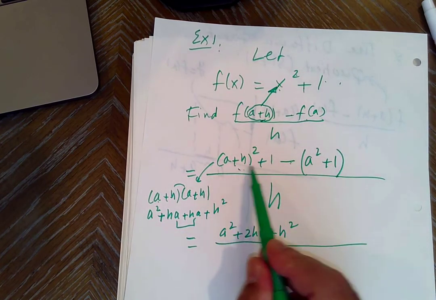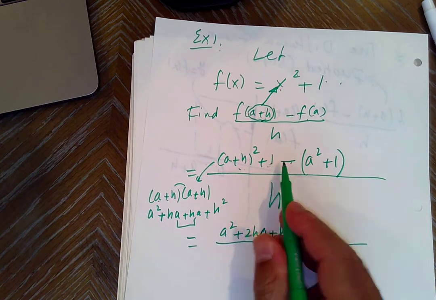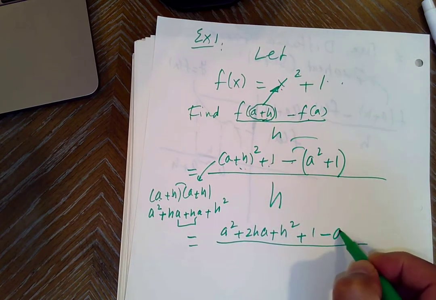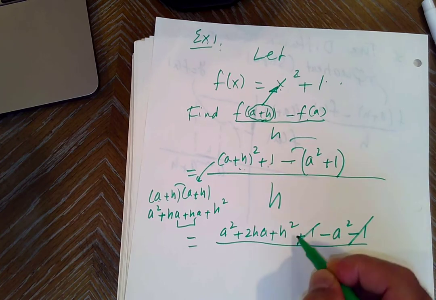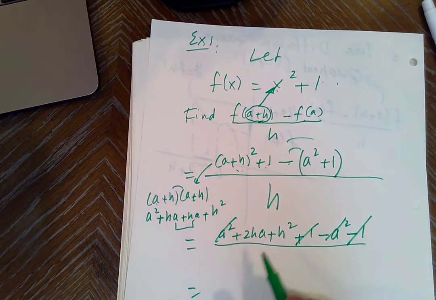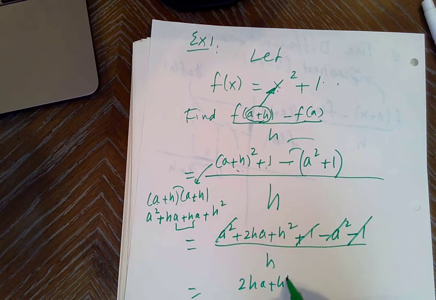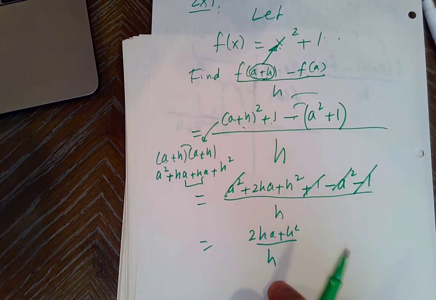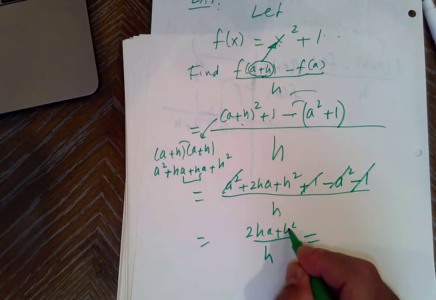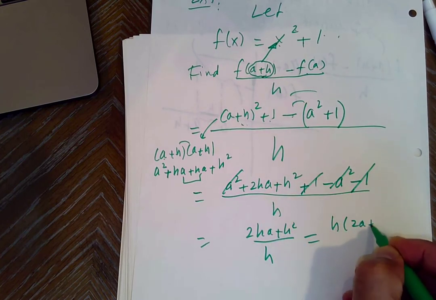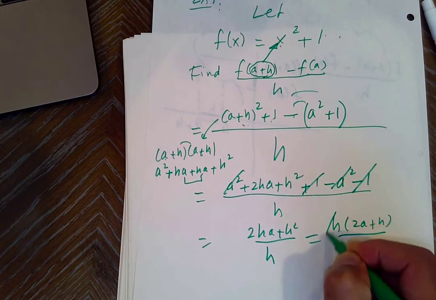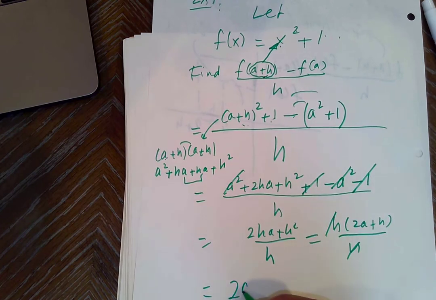That gives me a squared plus 2ha plus h squared. Plus 1 is brought down. And then distribute the negative, minus a squared minus 1. That cancels that out. That cancels that out. And I would have 2ha plus h squared over h. To cancel out the h at the bottom, I gotta factor out an h from the top. And that's gonna be the difference quotient, which is 2a plus h.